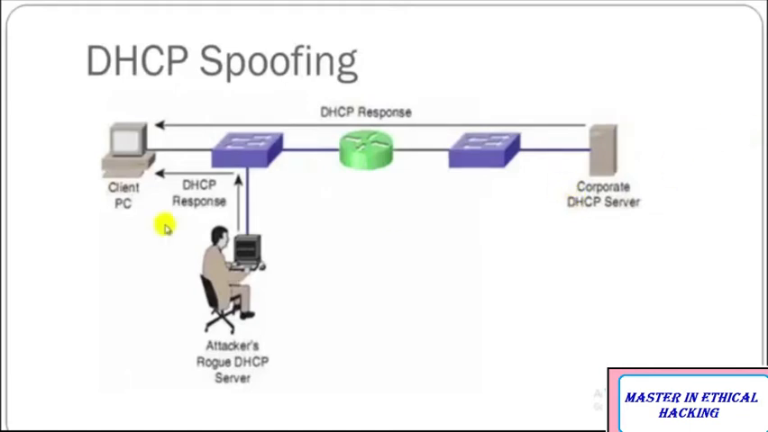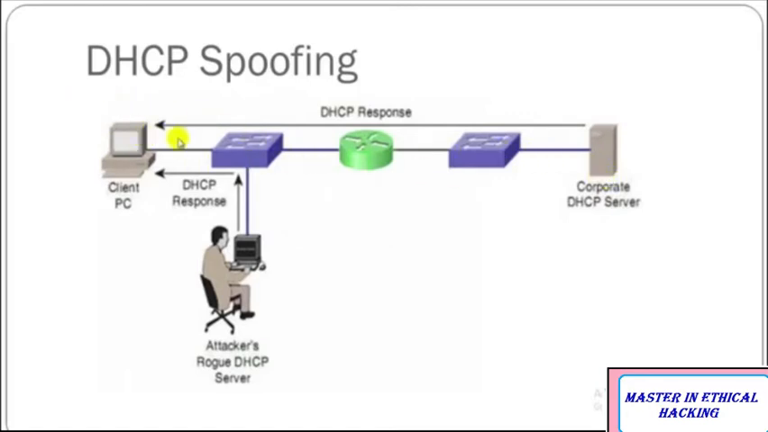So what will happen exactly is that when the client PC requests a DHCP response, it will go over here, and since the attacker's DHCP server is nearer than the corporate server, the attacker will quickly give a response back before the request reaches the corporate server. As soon as the first response arrives, even if the corporate server's response comes back, the client will discard it because it has already received a DHCP response. Later on, even if it tries to connect to the original corporate server again, it will not be able to connect.